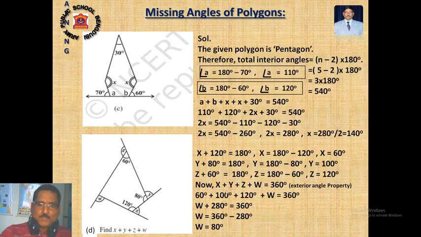Now x plus y plus z plus w is 360 degrees, the exterior angle property of a convex polygon. Clear? Now after putting in the value of each, we get w plus 280 is equal to 360, or w is equal to 360 minus 280, or w is equal to 80 degrees only. Clear? So these are the questions.